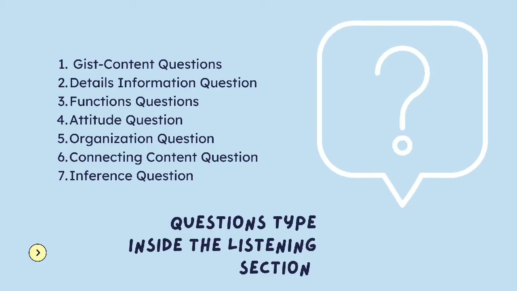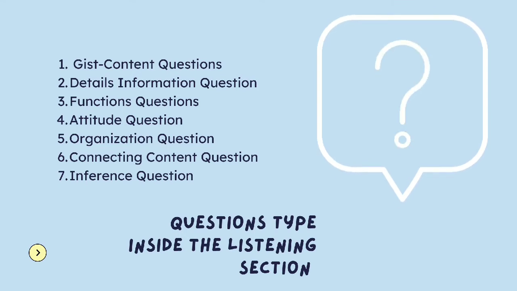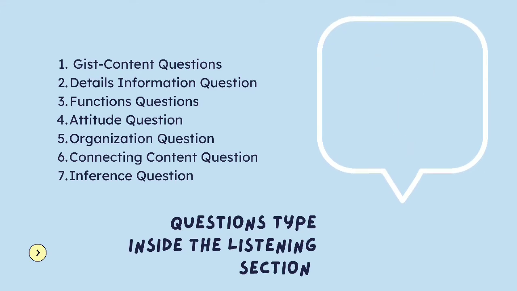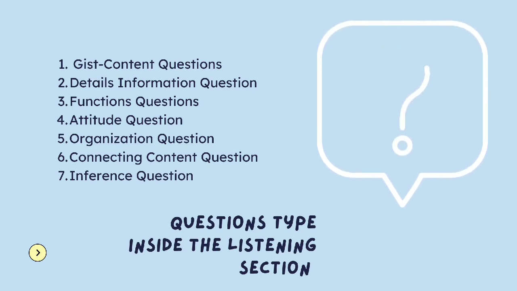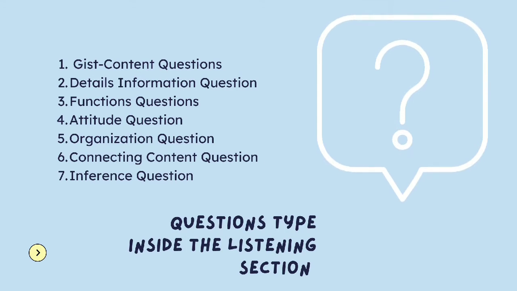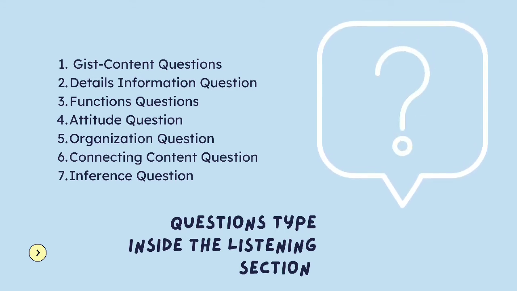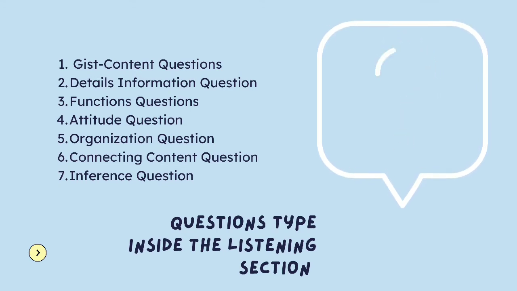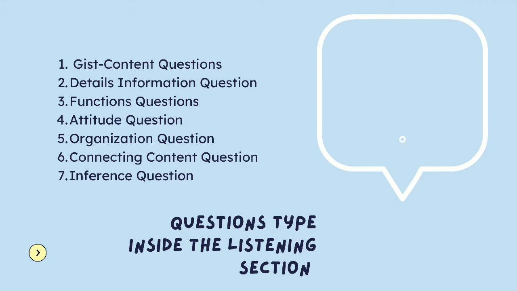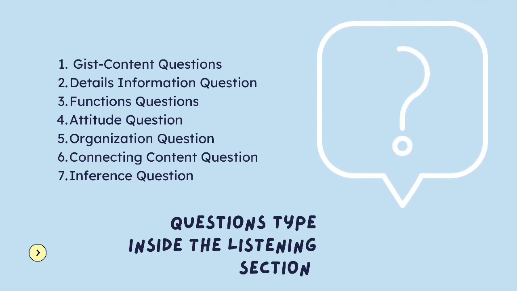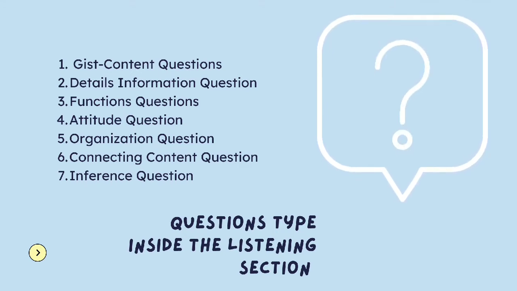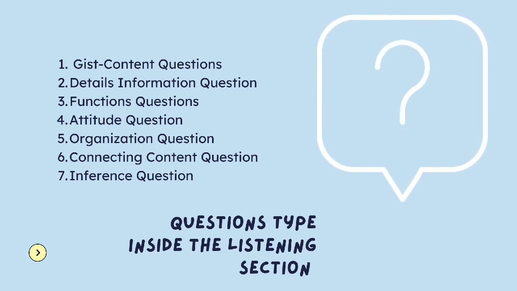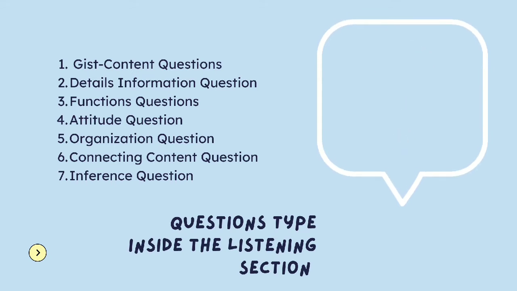Now, what does the TOEFL iBT listening section look like? Inside the TOEFL iBT listening section, you will find these types of questions. Number 1, gist content. Number 2, detail information question. Number 3, function question. Number 4, attitude question. Number 5, organization question. Number 6, connecting content question. Number 7, inference question. So, let's discuss them one by one.